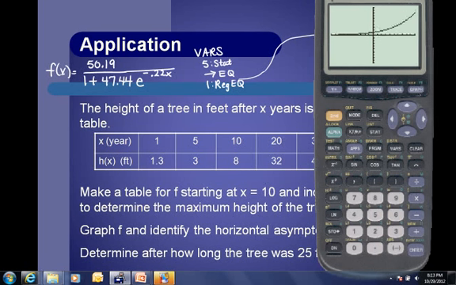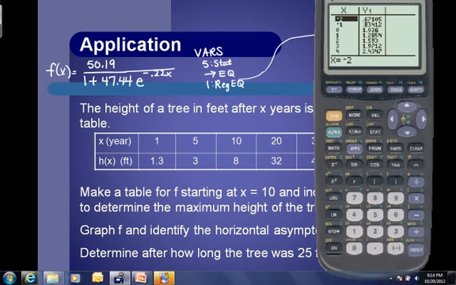Notice it's going up very, very slowly, and then it's going to take off. But what I wanted to show you was over here in the table. So if we go to second table, as the x values get larger, the y values get larger. And if we go all the way down, we're trying to find if there's a maximum height of that tree. We notice we just keep going, going, going.